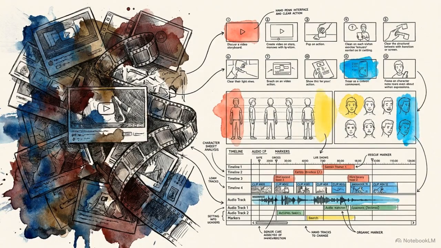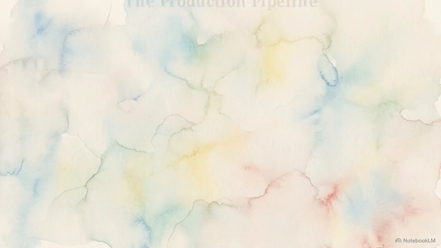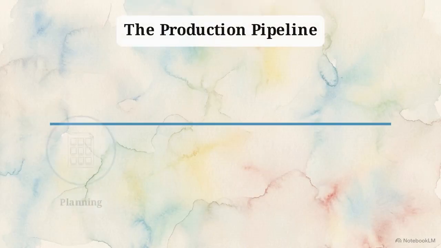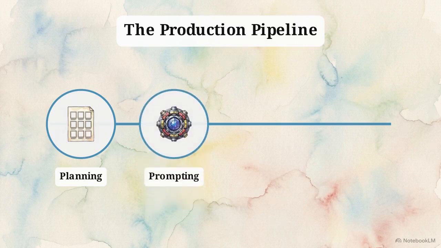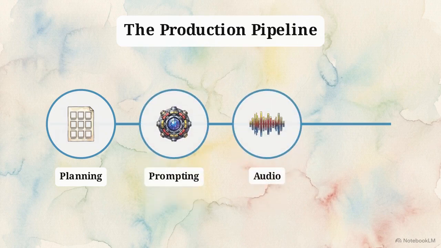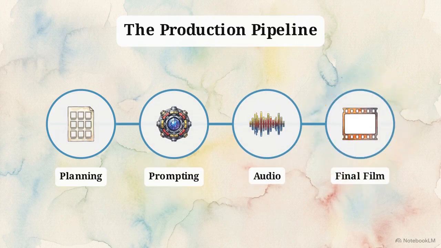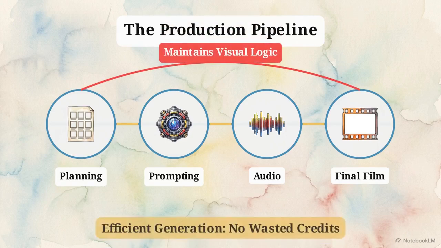These errors occur when the generation process is treated as a random gamble rather than a structured production pipeline. Today, we are going to build that pipeline. By following a specific sequence of planning, prompting, and audio layering, you can produce a 60-second short film that maintains its visual logic without wasting generation credits.